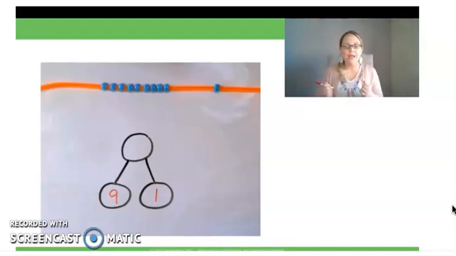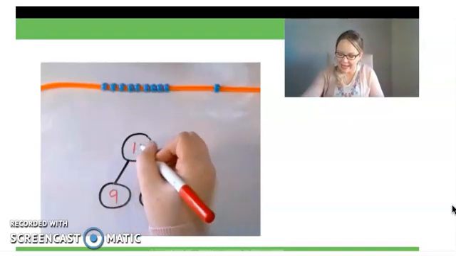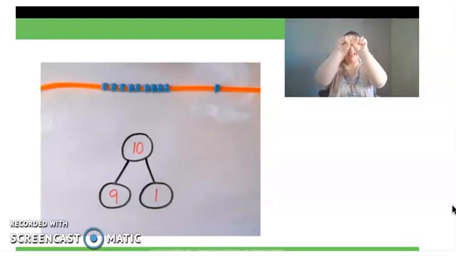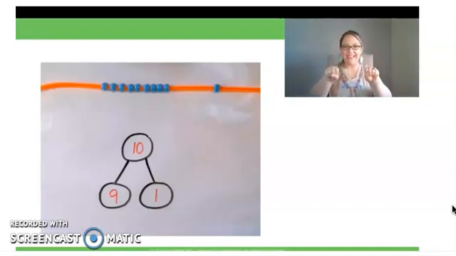Now we have to have a whole number. How many beads do we have all together? Think about it. How many are all together? 10. So 10 is our whole. Now show me that with your hands. 9 and 1 make 10. We could also say that as 10 is 9 and 1.